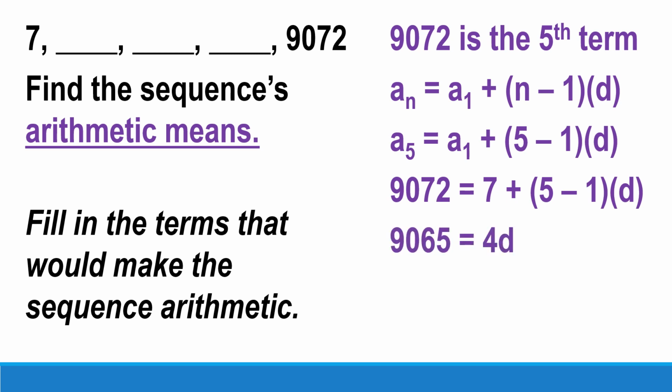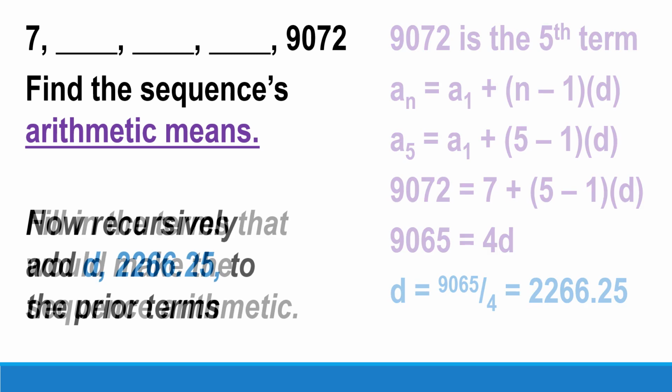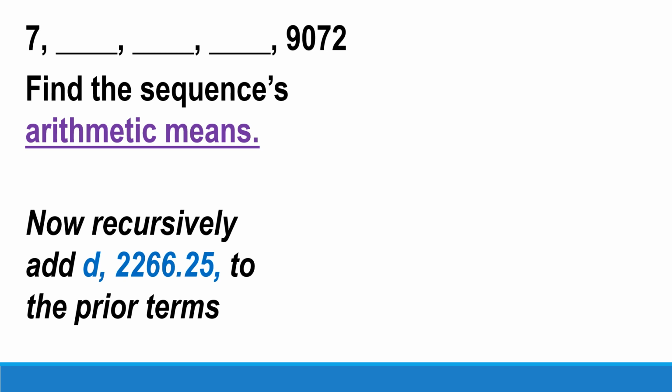So what I did is I subtracted 7 from both sides, and then I'll divide both sides by 4. And you find out that my common difference is 2266.25. With the common difference now computed, I can take a new approach when figuring out the different terms. I can now go back to a recursive approach. I have the first term, it's 7. I can add the common difference of 2266.25, and that will establish the second term, which is 2273.25.